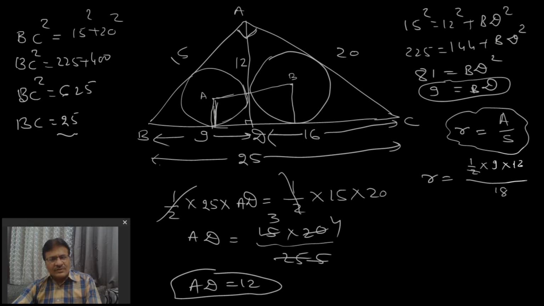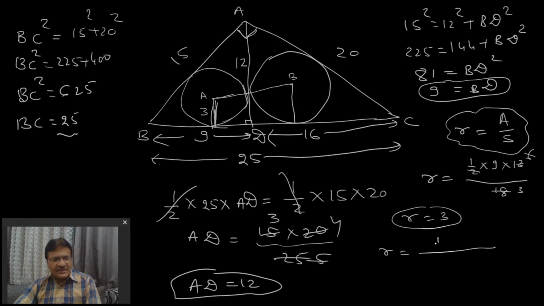So this 2, 6 is 12, 6 3 is 18, 9 by 3. So what do I get? 3. So I got the radius 3 of this circle. Now again I want the radius of this circle also. Again I am applying the same formula, R equal to A by S.